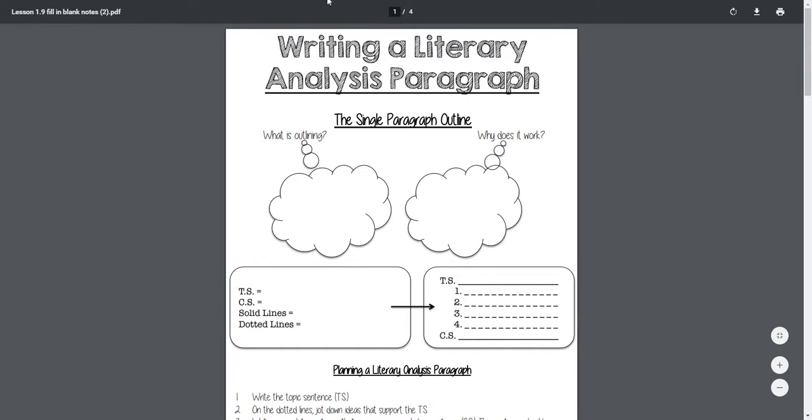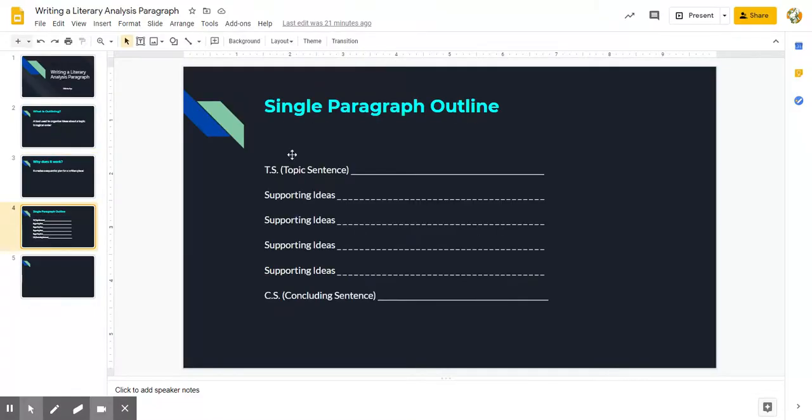The TS is for your topic sentence. This is going to be a complete sentence. This sentence is going to be capitalized and it's going to be punctuated. And in this sentence, you are going to tell me what you're going to prove in the rest of the paragraph. So I should be able to look at your topic sentence and know what the rest of it is going to prove.